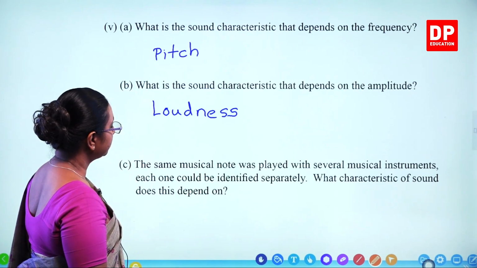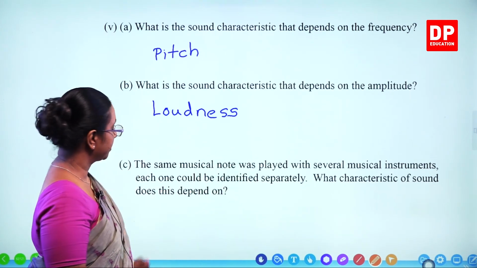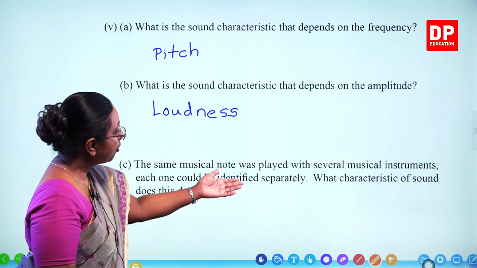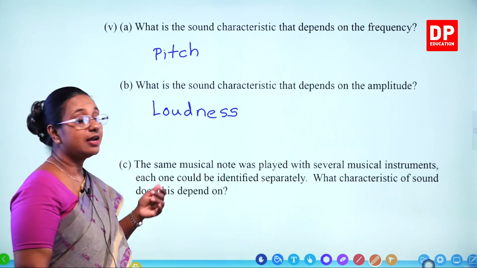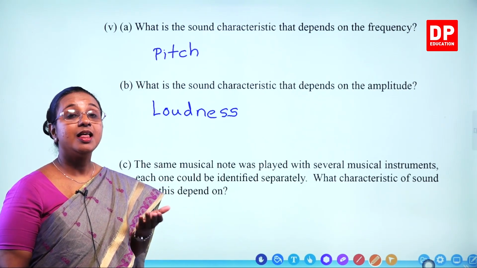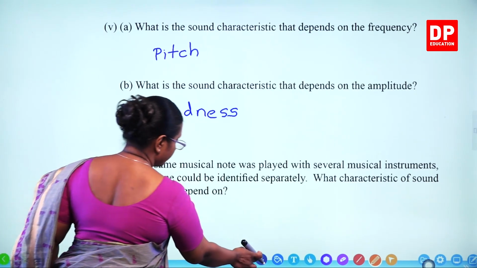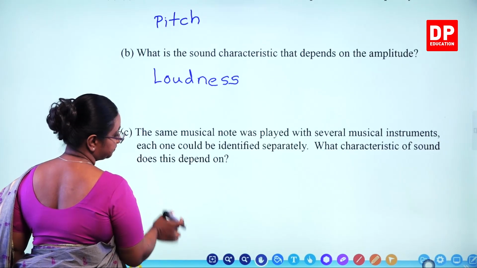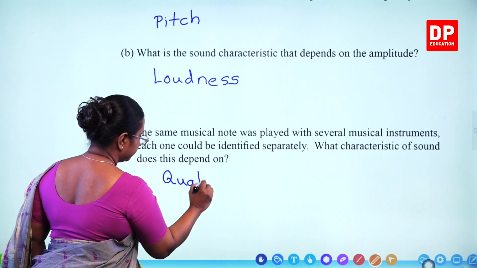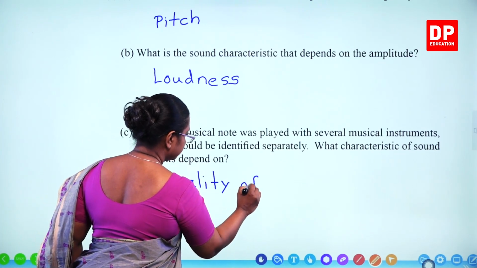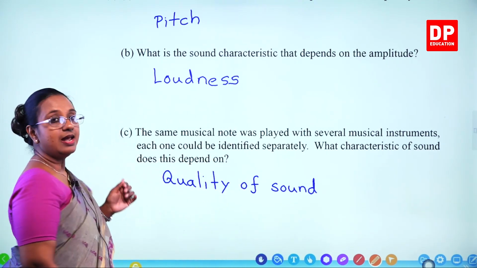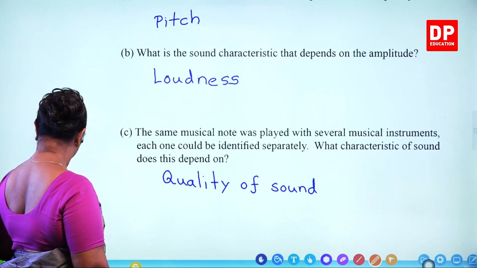The same musical note was played with several musical instruments. Each one could be identified separately. What characteristic of sound does this depend on? So out of the three characteristics, what is it? The quality of sound. So here the answer will be quality of sound. Then I will move on to the next question.